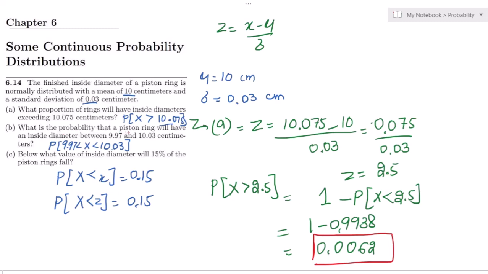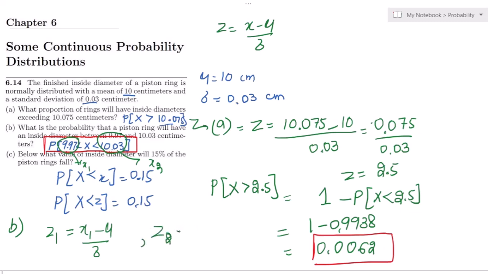In part B, what is the probability that a piston ring will have an inside diameter between 9.97 and 10.03 centimeters? This is again given here. Let me solve it here. Let me call these x1 and x2, and first we have to convert them to z1 and z2. So z1 is equal to x1 minus mu divided by sigma, and z2 is x2 minus mu divided by sigma.